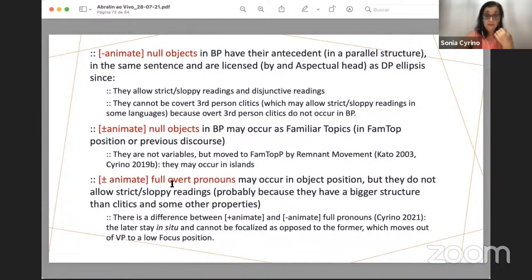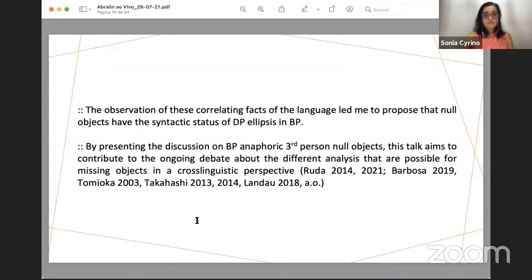Now, plus or minus animate full overt pronouns may occur in object position, but they do not allow strict and sloppy readings because probably they have a bigger structure than clitics and some other properties. But there is a difference between plus animate and minus animate full pronouns that I've been also looking at, because minus animate seems like they stay in situ and cannot be focalized, as opposed to plus animate full pronouns. Then it looks like they move out of VP to a low focus position. That's why they can be focalized as opposed to minus animate full pronouns. So the observation of these correlating facts of the language led me to propose that null objects have the syntactic status of ellipses in Brazilian Portuguese.